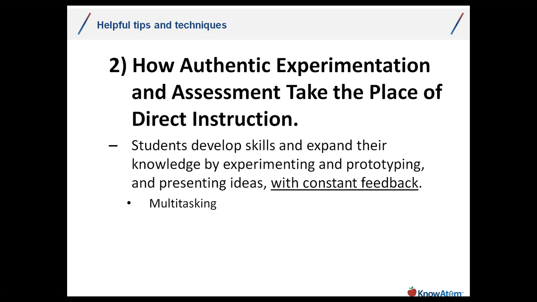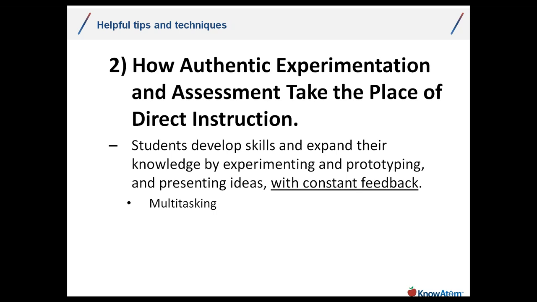How authentic experimentation and assessment take the place of direct instruction? It's that productive struggle, okay? Everything I've described to you, none of it has been teacher telling about, okay? Explain about, show about, demonstrate about, okay? None of that. It's about students developing skills and expanding their knowledge by experimenting and prototyping and presenting their ideas and getting constant feedback. Those checkpoints, engaging in the planning, engaging in the thinking, getting the feedback, incorporating the feedback, representing it, moving on, okay?